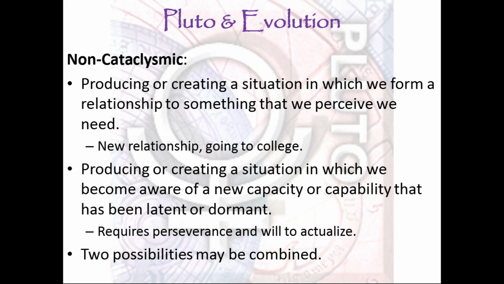We also can produce or create a situation in which we become aware of a new capacity or capability that has been latent or dormant. It does require some perseverance and will or desire to actualize it. The example that I give is when I discovered astrology. It was very easy for me to do the astronomy and the astrology because I have done both in previous lifetimes. So the latency or dormancy was actually from a past life. It can be from the current life, it can be from past lives.